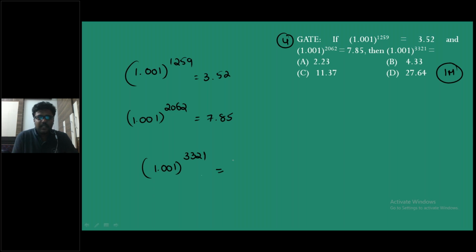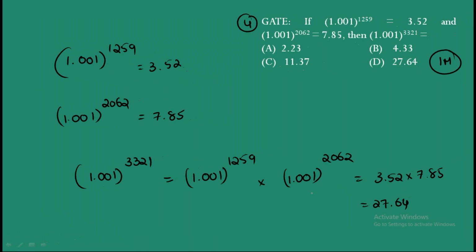My dear friends, a power m plus n is a power m multiplied with a power n. Add the powers, we will get 3321 actually. If I add these two powers, we got 3321. A power m into a power n, so this is 3.52 and 7.85. If you multiply, you will get 27.64, my dear friends. Got it?